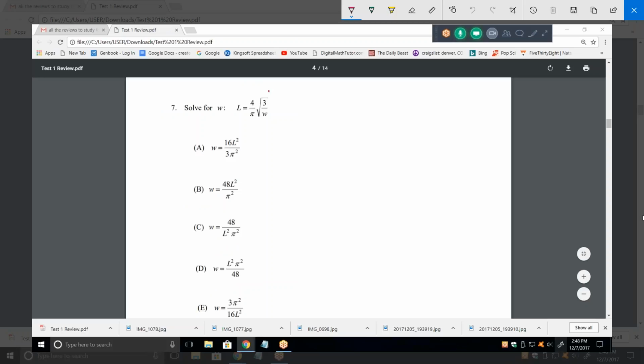Simple algebraic equation. What's difficult about it is the variable that we're trying to solve for, w, is way over here, hidden. It's the denominator of a number that's being square rooted and multiplied by 4 over pi. So, how do we solve this for w? Step by step, not all at once.